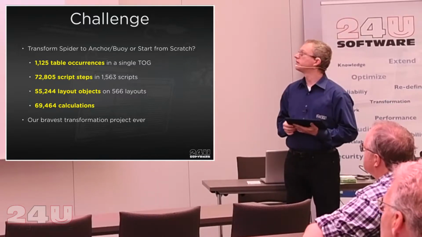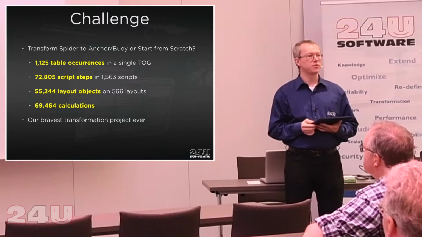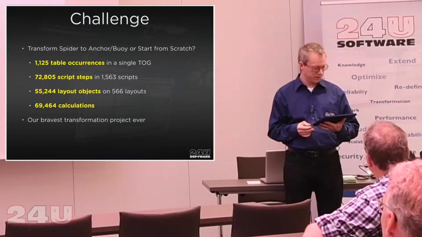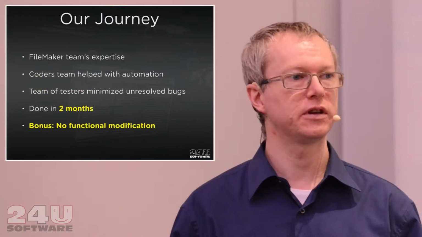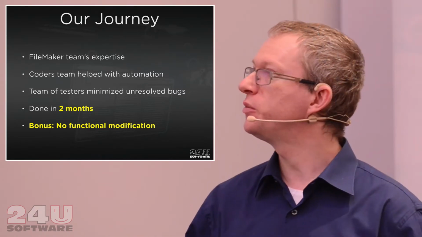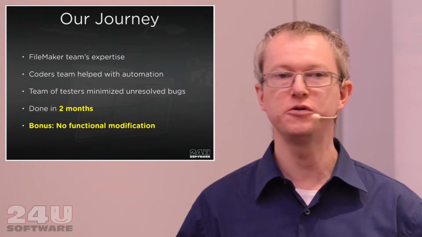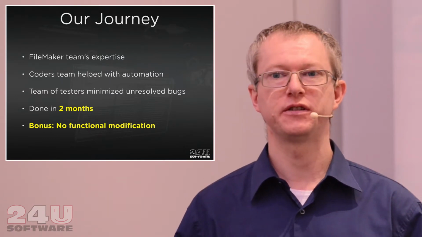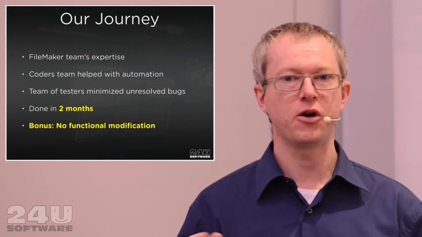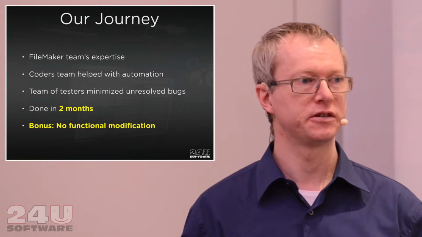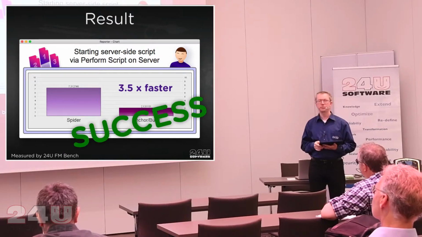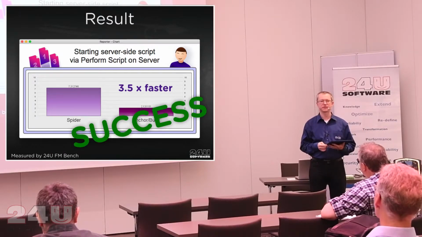And doing this was actually our bravest transformation project ever since we started working with FileMaker. And we were able to do it in 2 months on that size of solution. And the bonus I got for you is that I actually ended up having the same solution in 2 versions, where the only difference was the data structure. We made the perform script on server 3.5 times faster. I believe we can call it a success, right? Agree?